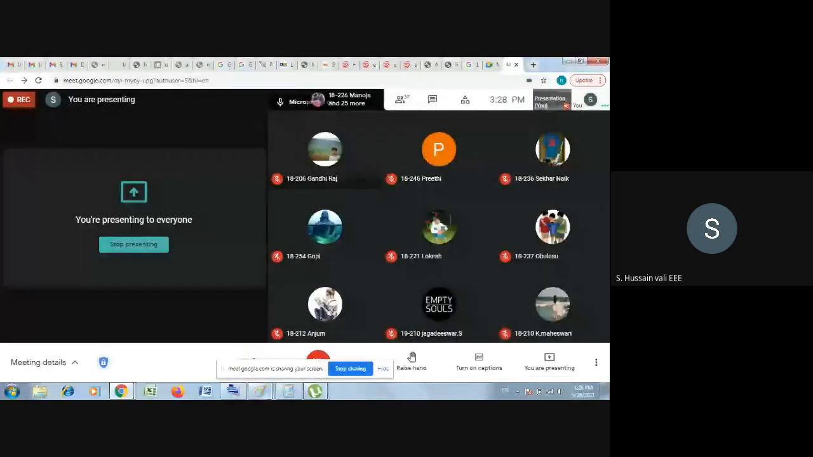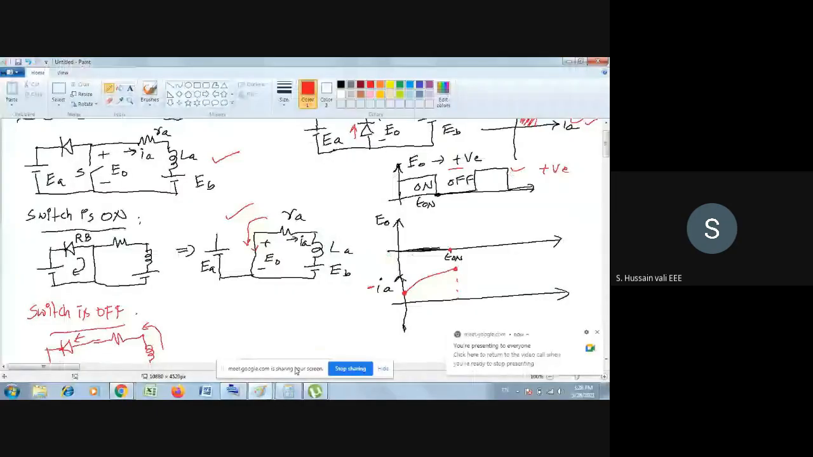Now what you have to see here is that when the switch is on, the output voltage of the chopper is nothing but the input voltage to the motor armature. So this is your motor, which is RA, LA, EV. The voltage across the switch here becomes zero because you turn on the switch. So it is short circuit, so the voltage is zero.